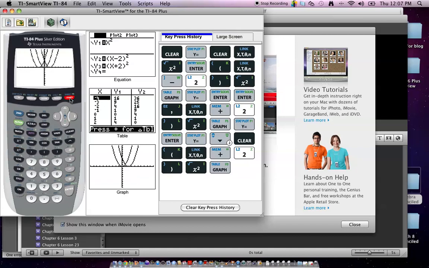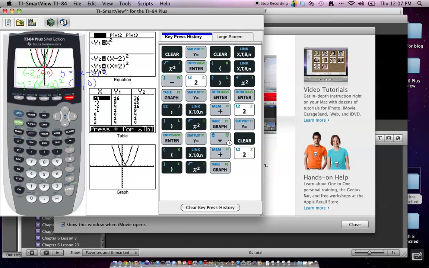Okay, so there's the original one. Here's the red one that we started with. Oh, look, it even comes back up. Very cool. I'm going to put a green one up here. And this coordinate is negative 2, 0. And its equation is y equals x plus 2 squared.